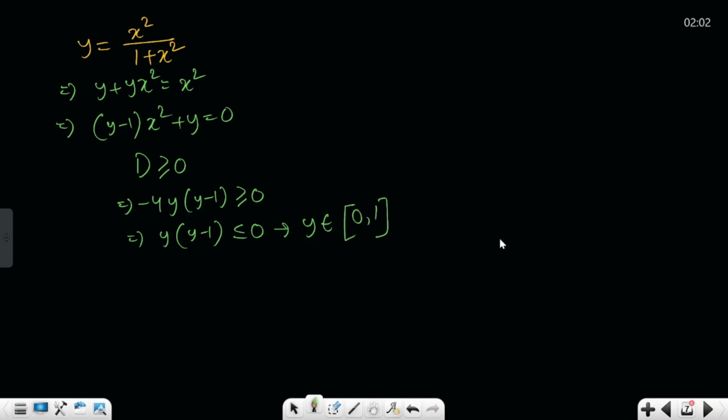But check the boundary values. If you put y equal to 0, then we will get x squared equal to 0, so there is no problem there. If you put y equal to 1, we will get x squared equal to 1 plus x squared, and x squared will be cancelled from both sides, resulting in 0 equal to 1, which is absolutely wrong. So we need to exclude 1 from the solution. So the final answer is this.